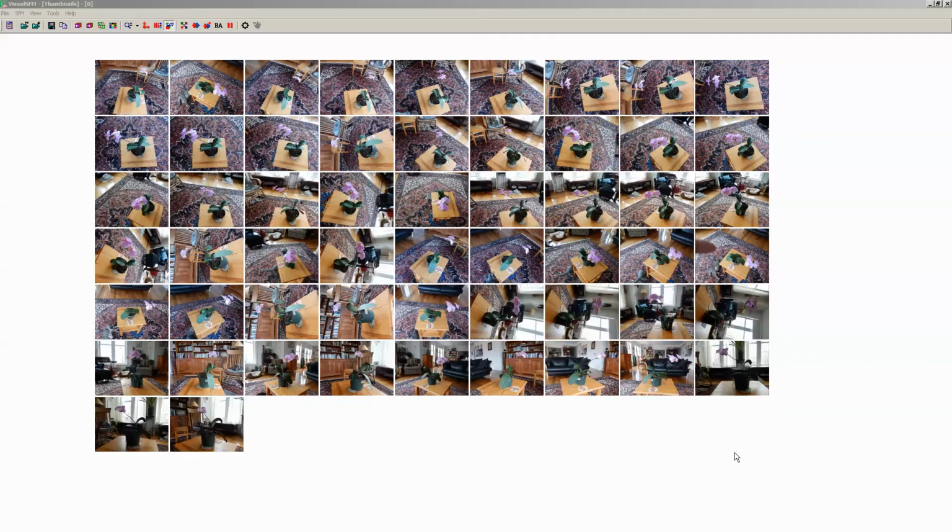So what I did, just for the purposes of illustrating for you, is I put one of our orchids on a table in the middle of the living room, and I went round and round and round and took a bunch of photos. And then I ran this program, which is called Visual Structure for Motion.